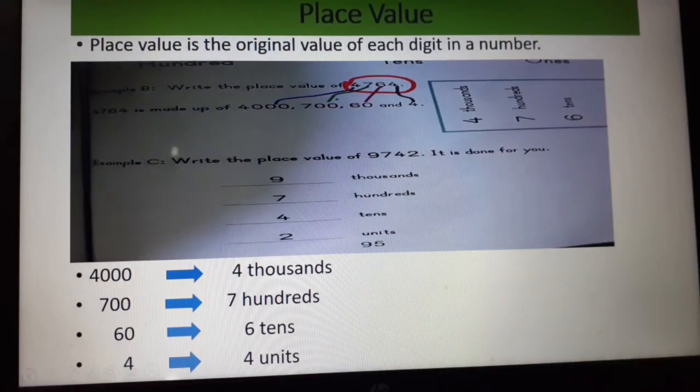So we can use both of these terms or any of them. When we have to write in words, then we can write 7 hundreds like this. When we have to write the place value in number, then we can write it like this, 700, using the zeros. So for writing the place value in number, we have to use the zeros, and when we have to write the place value in words, then we have to mention thousands, hundreds, tens and units without writing down the zeros.